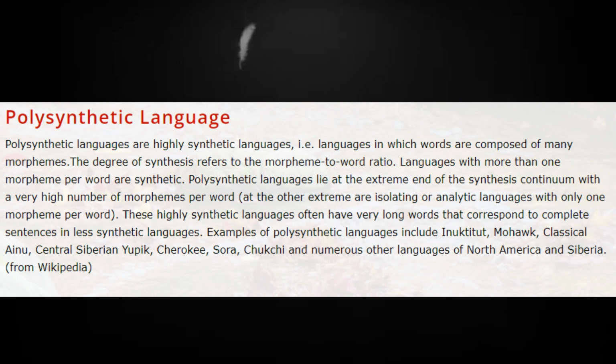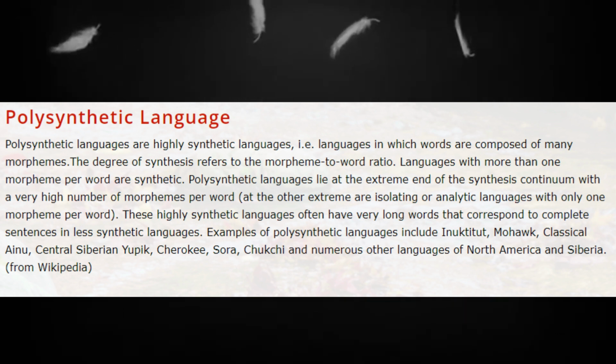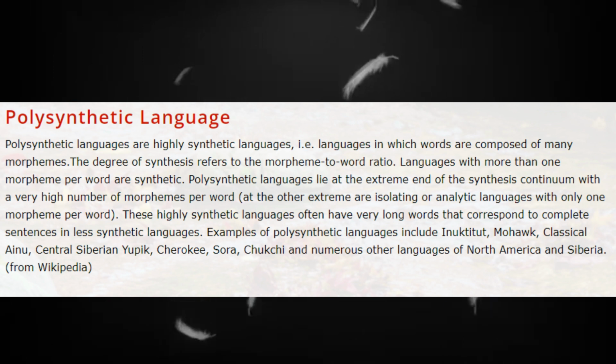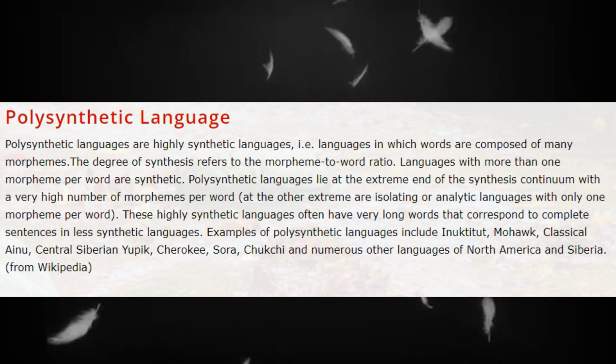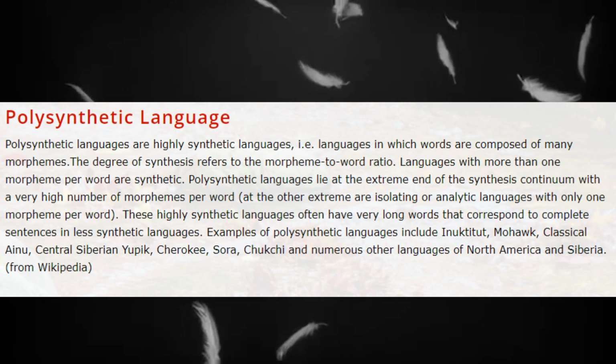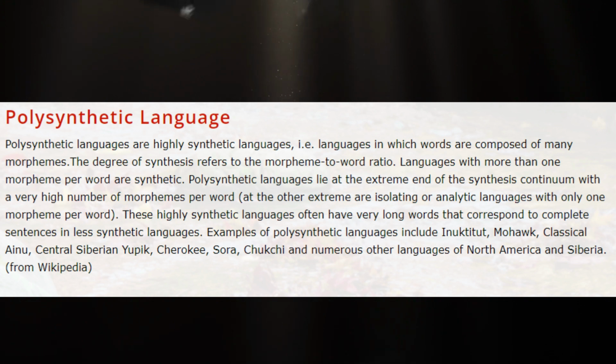Polysynthetic languages lie at the extreme end of the synthesis continuum, with a very high number of morphemes per word. At the other extreme are isolating or analytic languages with only one morpheme per word. These highly synthetic languages often have very long words that correspond to complete sentences in less synthetic languages.